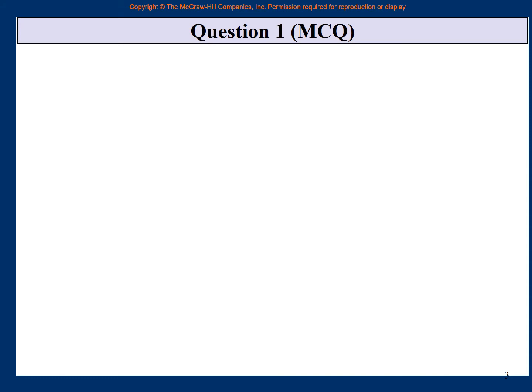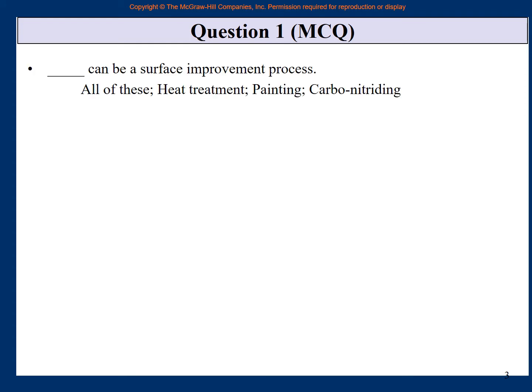Question 1 was of course the multiple choice questions. So the first question is, dash can be a surface improvement process, right? Heat treatment, painting, carbonitriding. So if you know surface properties can be improved by heat treatment, the surface can be hardened by it. Painting is directly a surface process, and carbonitriding, introducing carbon gas or nitrogen gas or a combination of the gas to increase the hardness of the surface. So all of these three are surface improvement processes. All of these is the correct answer.